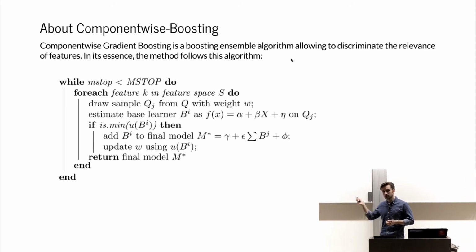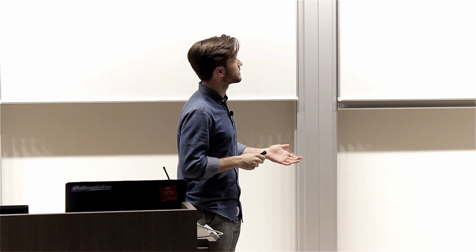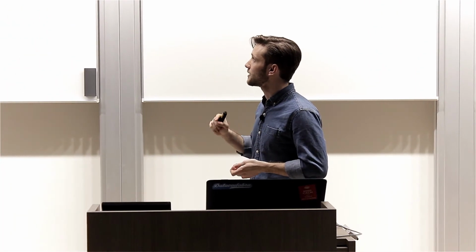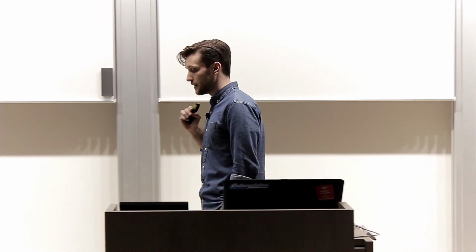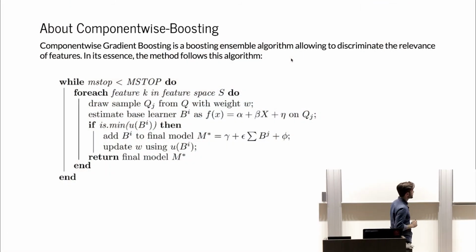Before I really dig into the algorithm we programmed, I'm going to give you a very brief introduction to what component-wise boosting actually does. Component-wise boosting is a gradient boosting algorithm that is basically an ensemble. And what it does, and this is very, very smart, is it allows you to discriminate the features by their relevance. So this is very cool. This is exactly what we need. And I have some pseudocode here for you guys so you can see what it does.